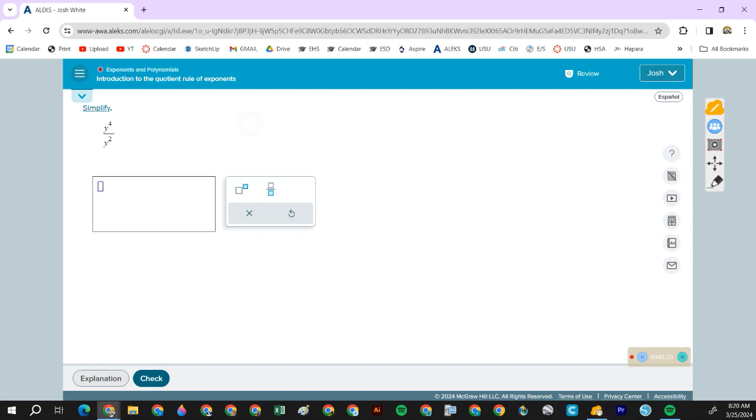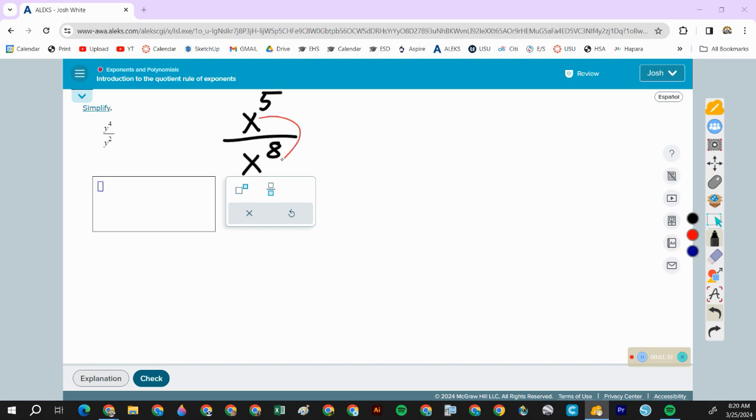If I had x to the fifth over x to the eighth, we're going to move this one down here. 1 over x to the eighth times x to the negative 5. Add those together, and we get 1 over x to the third. So you always want to leave all the exponents as positive exponents.